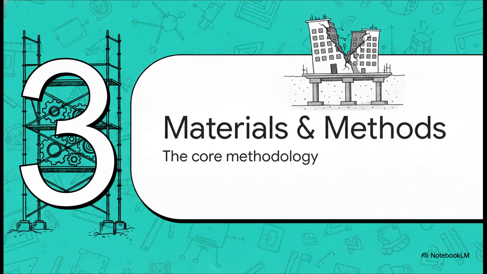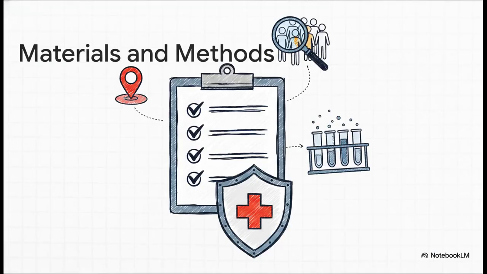Next up is Part 3, Materials and Methods, the core methodology. This, right here, is the meat section of your proposal. It's the core structural engineering of your project. Literally, if this fails, the whole building collapses. You've got to address every single bullet on this comprehensive checklist.